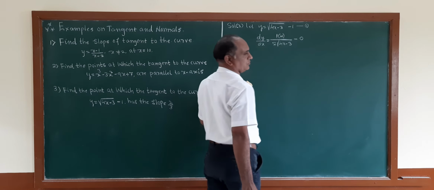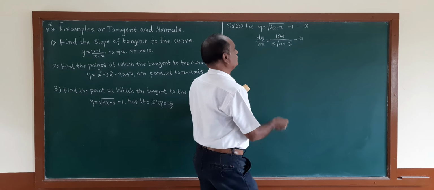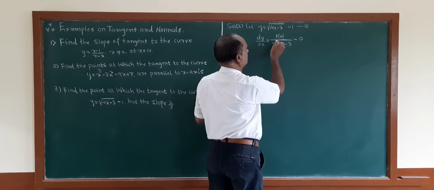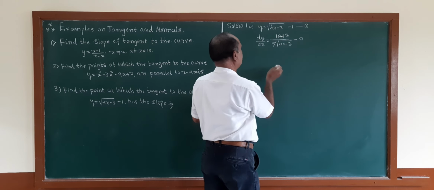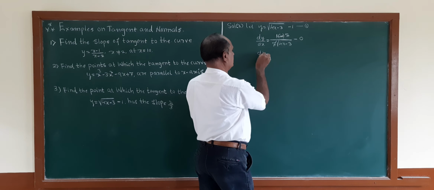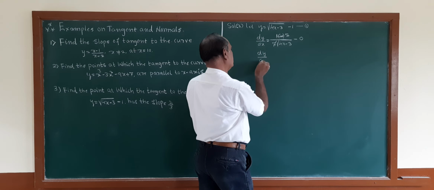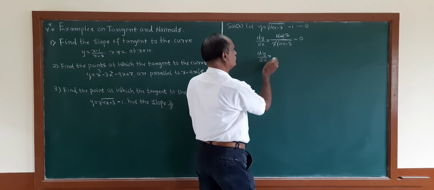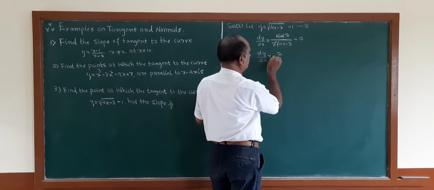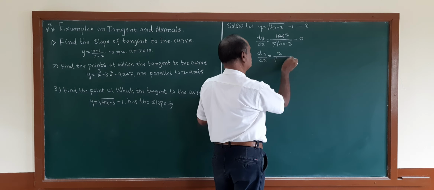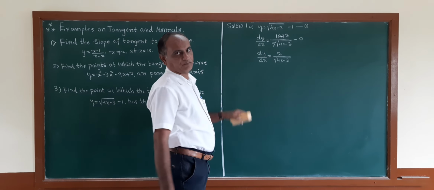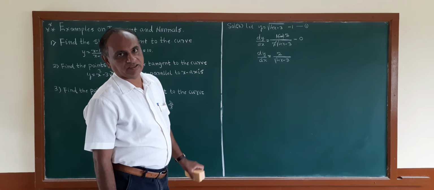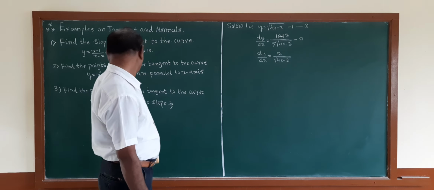So minus 0. Okay. The simplest form: 2 into 1 is again 2 over 0, therefore dy by dx is equal to 2 divided by the square root of 4x minus 3. The 0 is not needed. Okay, dy by dx is given.